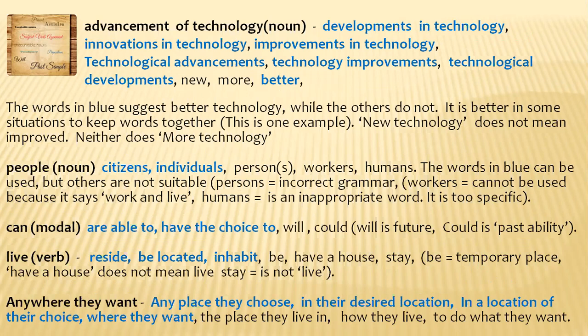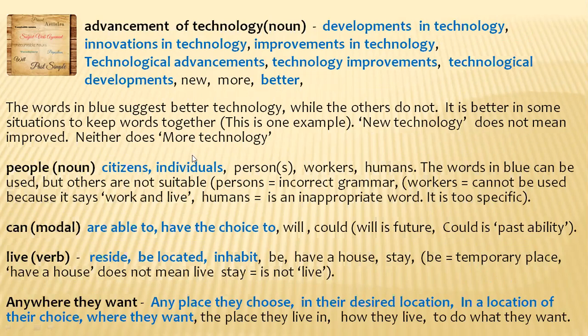Some of the things that I also see as a teacher when I mark essays is words like new or more to describe something that's improved or better. They don't explain it. They're not synonyms. Better technology, that's okay. I've just put the word better, but we're saying better technology. The words in blue suggest better technology, while the others do not. And again, going back to my original point, it's better in some situations to keep words together. These words are kept together.